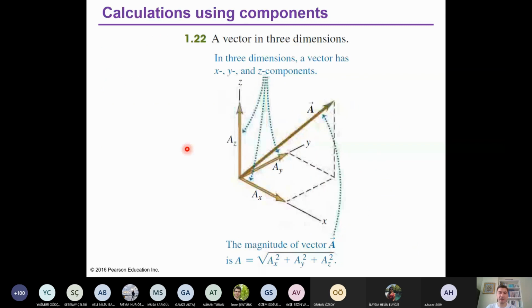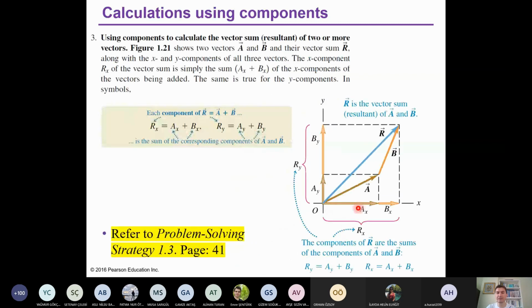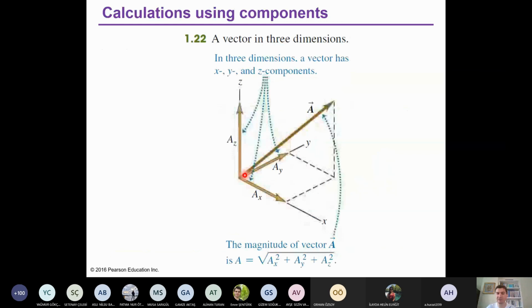Okay, up to now, I have shown you the vectors in 2 dimensions, in x-axis and y-axis, but generally we use vectors in 3 dimensions. So we have x-axis, y-axis, and z-axis, okay? If you have a 3-dimensional vector like this, it has x component, it has y component. In addition to that, it has z component, okay? Again, you can calculate magnitude by using that relation. A squared is equal to the square of its x component plus the square of its y component plus the square of its z component. Is it clear?